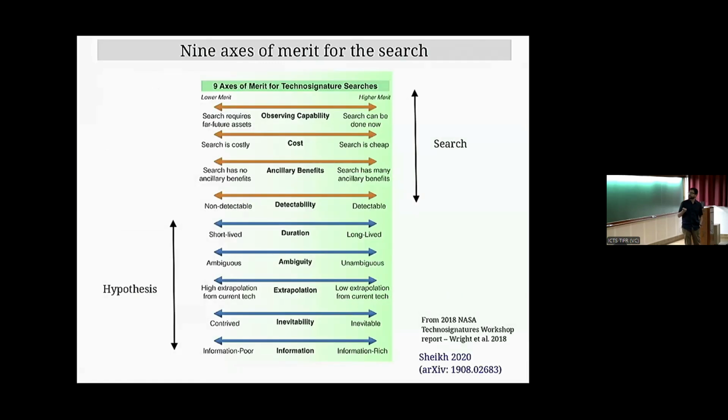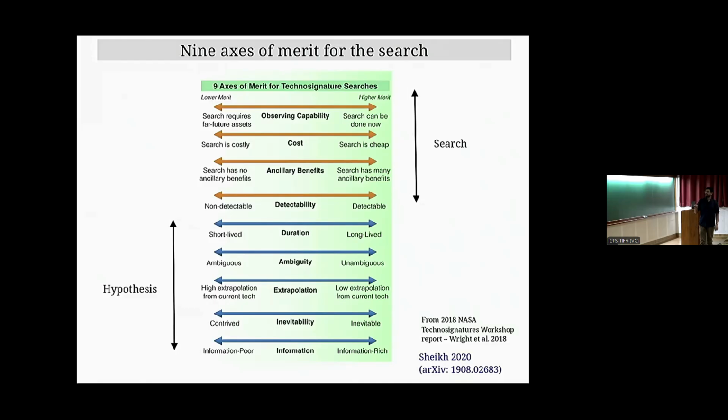So then what decides a good hypothesis and a good search strategy? That was part of the discussion in the 2018 NASA technosignature workshop. And later on, Sofia Sheikh combined the discussions and came up with a formal paper where she discussed 9 axes of merit for search. What you are seeing here is, the first 5 axes, the horizontal lines, are the merits of a hypothesis, and the next 4 axes are the merits for search.